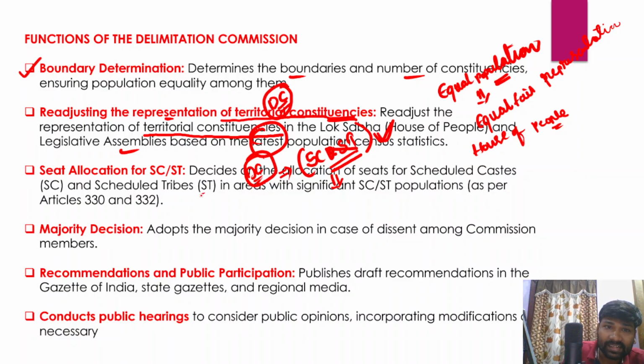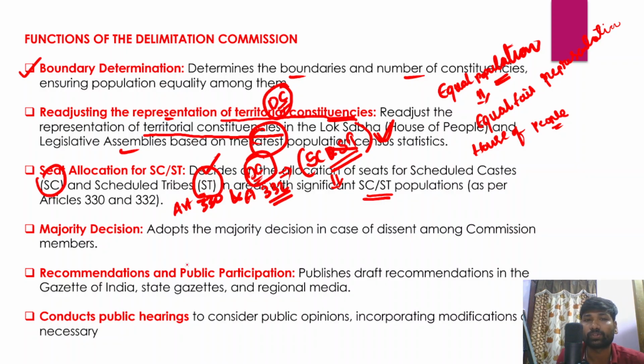So it actually decides on the allocation of seats to Scheduled Castes and Scheduled Tribes with significant SC/ST populations, as per Article 330 and Article 332 of the Indian Constitution, right? So Article 330 and 332 deal with the representation or reservation of seats for SCs and STs in the Parliament.